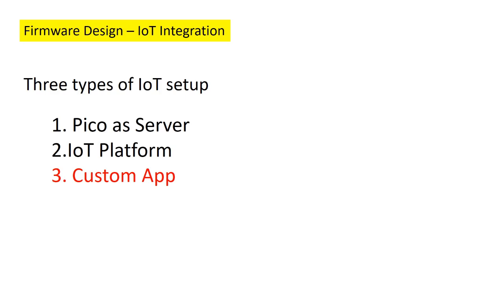In the last video, I shared how you can connect your IoT device, that's your Pico-W, to an existing IoT platform. And in that video, I showed you how you could connect to the IoT TeamSpeak platform. In today's video tutorial, I will focus on the third type of IoT setup, which is the custom app, building your custom IoT application.